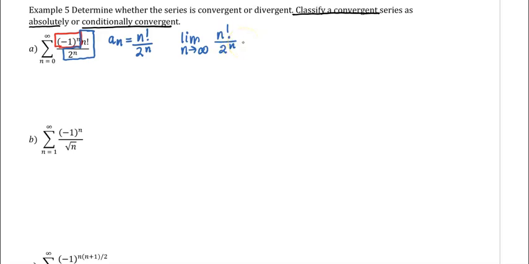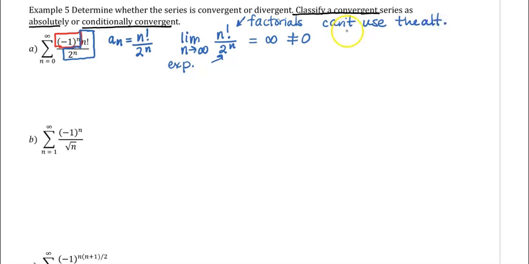If I were to look at the terms of this sequence, we would see that factorials grow faster than exponentials. And if the numerator is growing faster, that means that this limit is infinity, which is not equal to 0. So I am not able to use the alternating series test. The conditions of the alternating series test were not met, so I cannot reach a conclusion. So I'm going to try a new test.